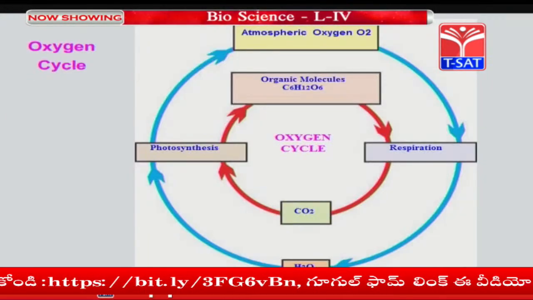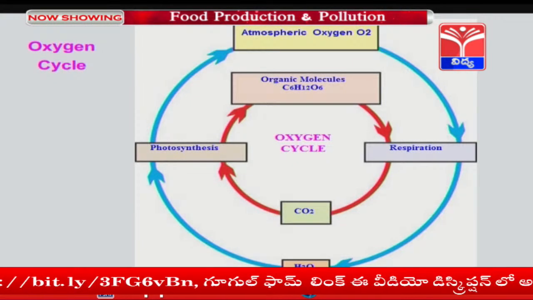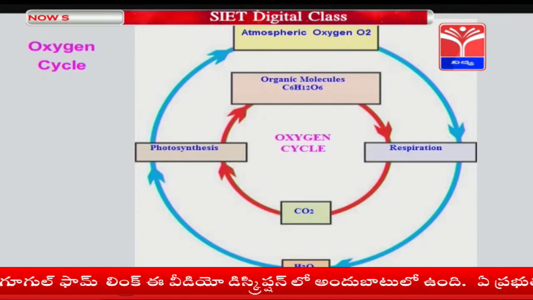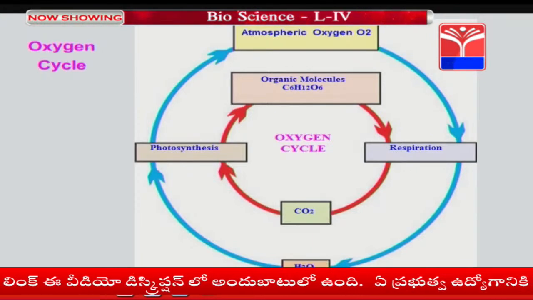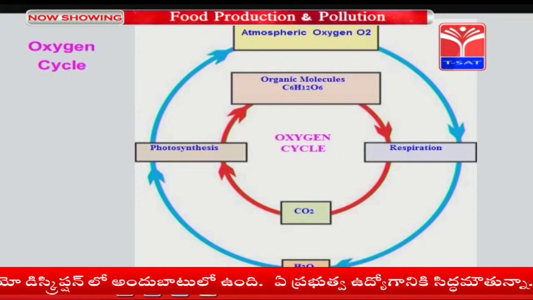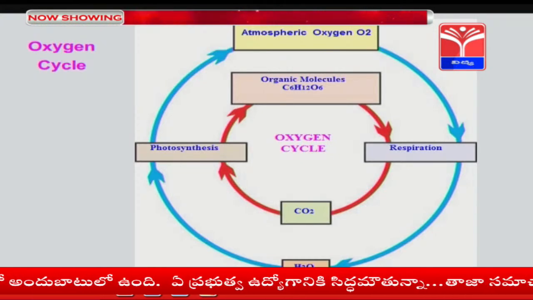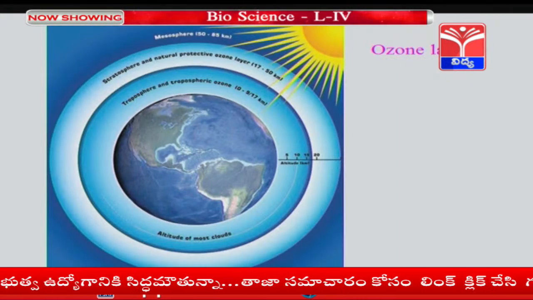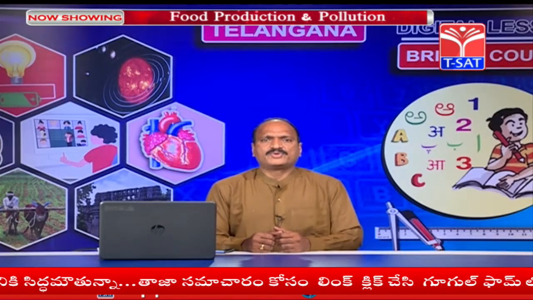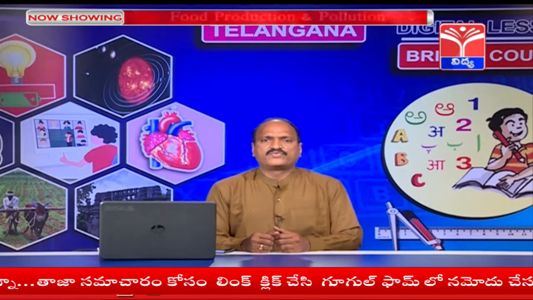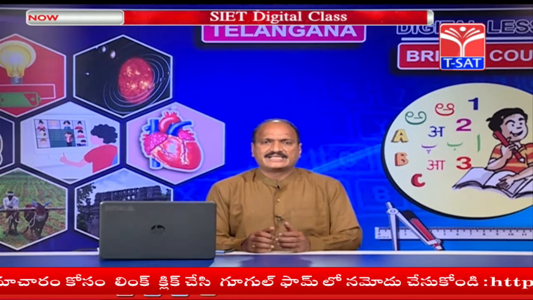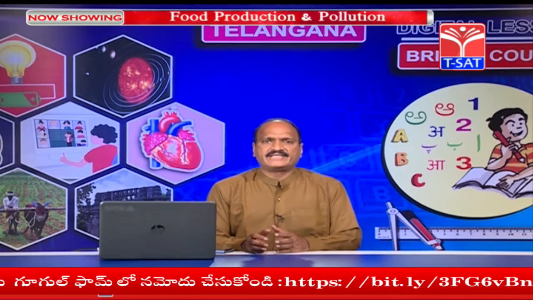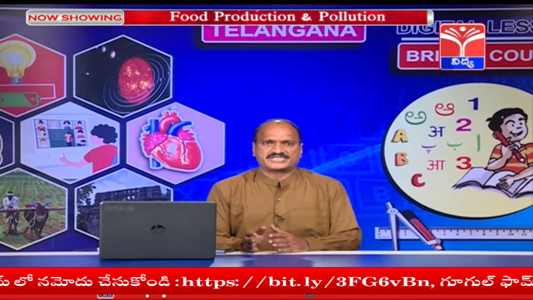Oxygen cycle. Oxygen is the most abundant gas on the earth after nitrogen. It is used in the respiration of organisms and combustion. Plants release oxygen into the atmosphere through photosynthesis. This forms the ozone layer, which protects our environment from UV light. Up to now we discussed food production and pollution, causes of pollution and remedies for pollution. Let us see the key points or highlights of this session.